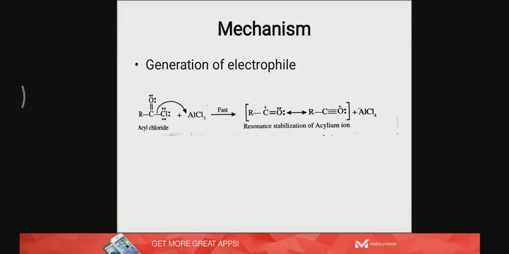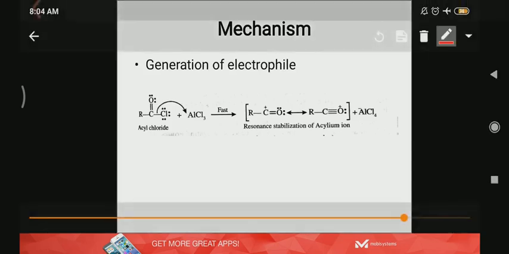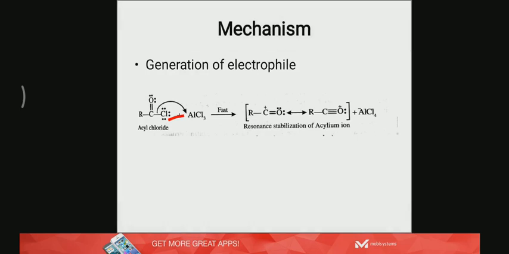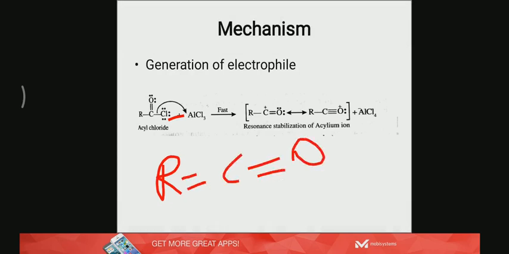Coming to the mechanism. As usual, the first step is generation of the electrophile. RCOCl interacts with AlCl3. Being a Lewis acid, it forms a partial bond with chlorine. Aluminum and chlorine get bonded here, and the bond between CO and Cl weakens and breaks, forming this RCO. Sorry, this is a single bond. RCO plus is called the acyl carbocation or acylium ion. We can simply call it the acylium ion.